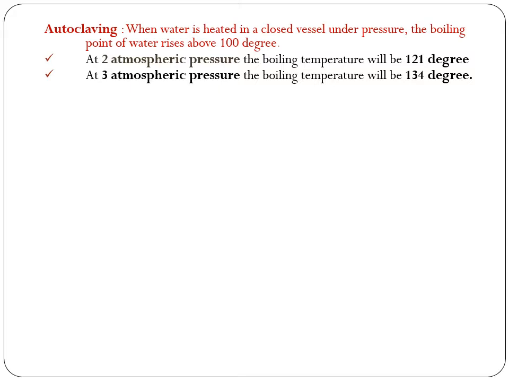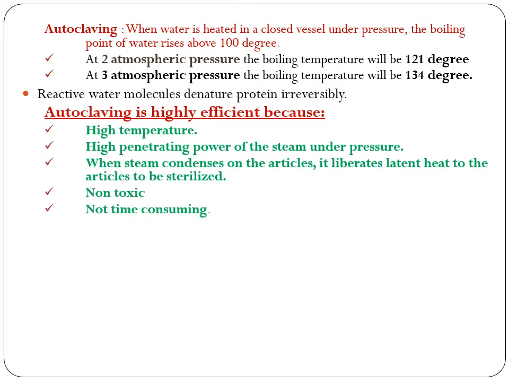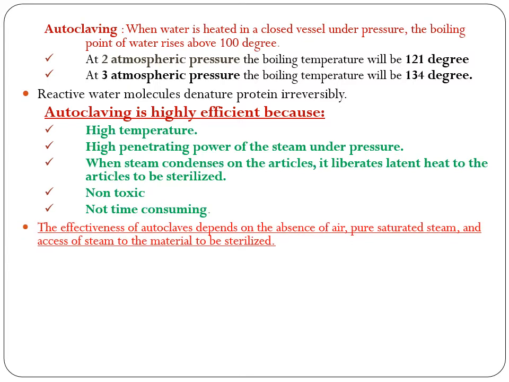But under 3 atmospheric pressure, the boiling temperature will be 134 degrees centigrade. The reactive water molecules will denature the protein irreversibly, and the advantages of this method are that it provides high temperature and high penetrating power of the steam under pressure to the object to be sterilized. When the steam condenses on the article, it will liberate the latent heat to the article to be sterilized, and it is not toxic and not time consuming.